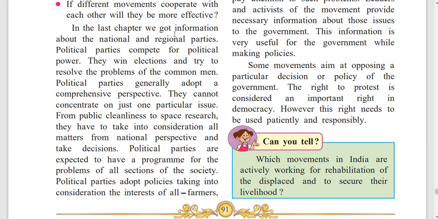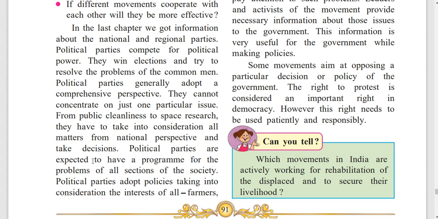In the last chapter, we got information about the national and regional parties. Political parties compete for political power. They win elections and try to resolve the problems of common men. Political parties generally adopt a comprehensive perspective. They cannot concentrate on just one particular issue. From public cleanliness to space research, they have to take into consideration all matters from a national perspective and take decisions.